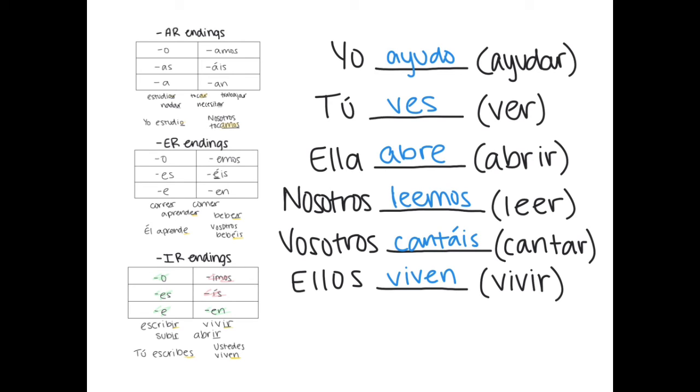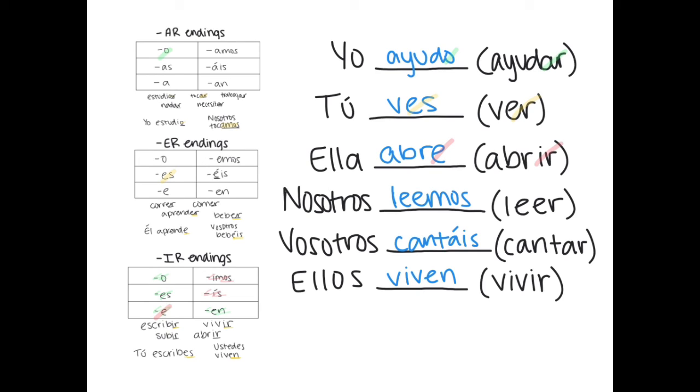Alright, so for yo, I have ayudo, because in that AR endings, I see I have that O in the yo form, so then I replaced AR with O. Now for tú, I have tú ves, because in the ER endings, for tú, I know the ending is es, so then I replaced the ER in ver with the ES from my endings. For ella, I have ella abre, because that's using the IR endings. So then for the él, ella, usted form, I have e down here.